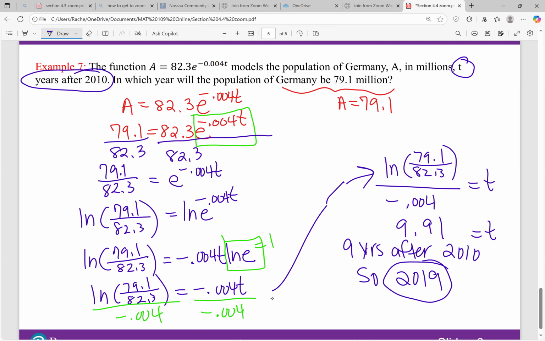So this wraps up section 4.4. We're going to end this with the word problems. And then we're going to be starting trig after this.